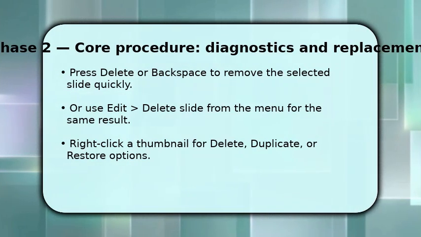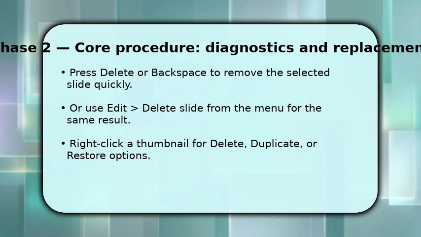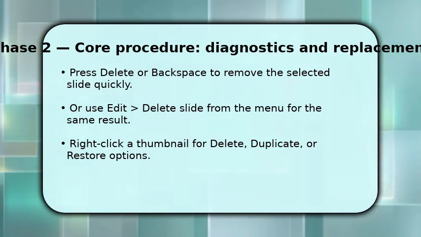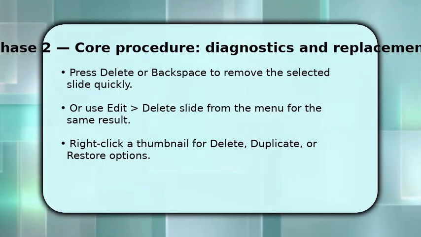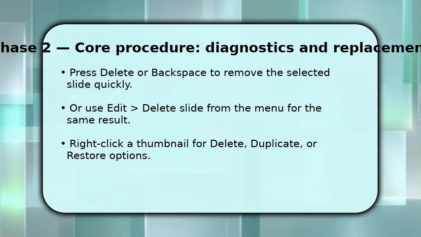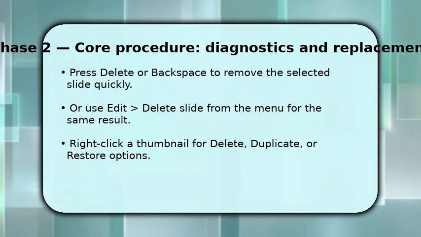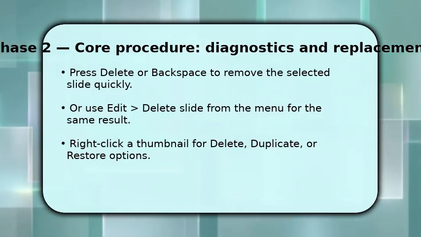Now remove the slide using the method that suits you. Press Delete or Backspace for speed, or open the Edit menu and choose Delete Slide if you prefer menus. You can also right-click the thumbnail and select Delete from the context menu. This is useful when you want to duplicate or skip ahead instead.